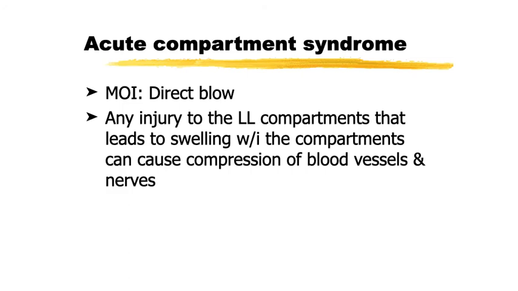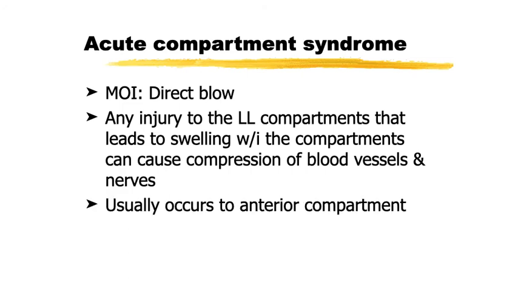Again, we have a lot of blood vessels and nerves inside the compartments. And it usually happens in our anterior compartment because that's right in front, especially in soccer. That's why they wear shin guards, to be honest with you. That's one of the main reasons for this particular injury. So our signs and symptoms are drop foot. That means they just can't hold their foot up. When they walk, they just slap their foot down.